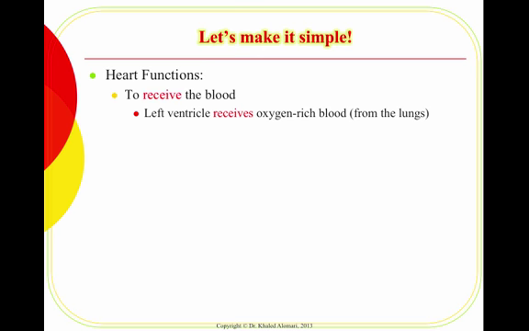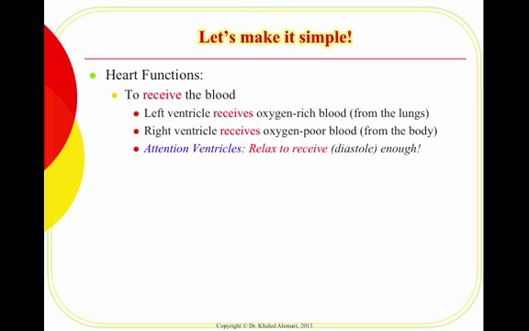As you know, the left ventricle receives the rich oxygenated blood that comes from the lung, goes to the left atrium, then to the left ventricle, and then the left ventricle will push it to the rest of the body. The right ventricle receives the poor oxygenated blood that comes from the rest of the body, and then it will be pushed to the pulmonary circulation where gas exchange takes place. So this function of receiving blood takes place during the diastole.